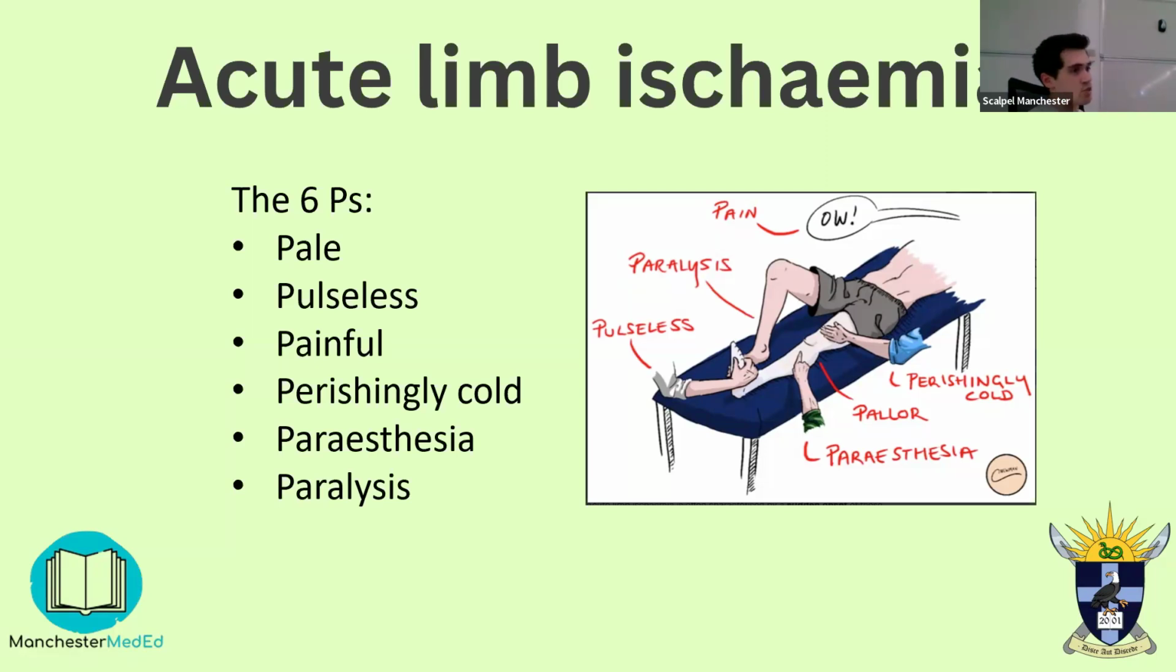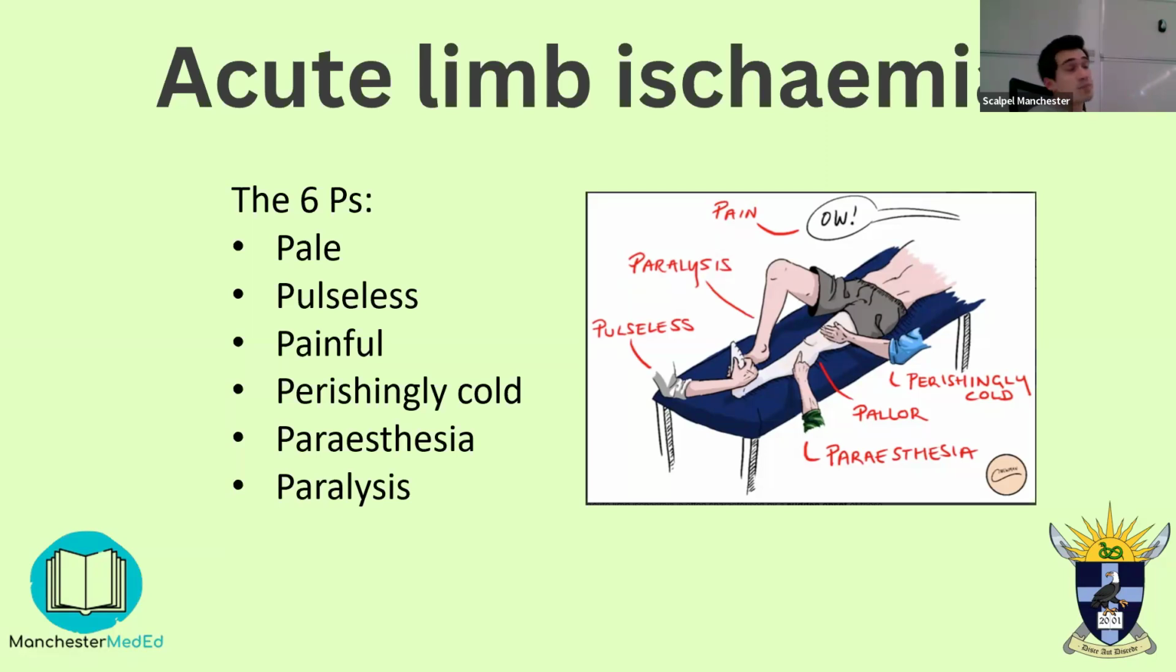So this is a bit like a stroke, where someone maybe with AF has clots forming in the atria that get shot off through the circulation, embolize and end up blocking one of the arteries. And as soon as you get a blockage of the artery, you've got no blood coming in, so it's pale. The artery is occluded, so it's pulseless. The tissue is beginning to get ischemic, so it's painful. And it can't metabolize, so it's perishingly cold.